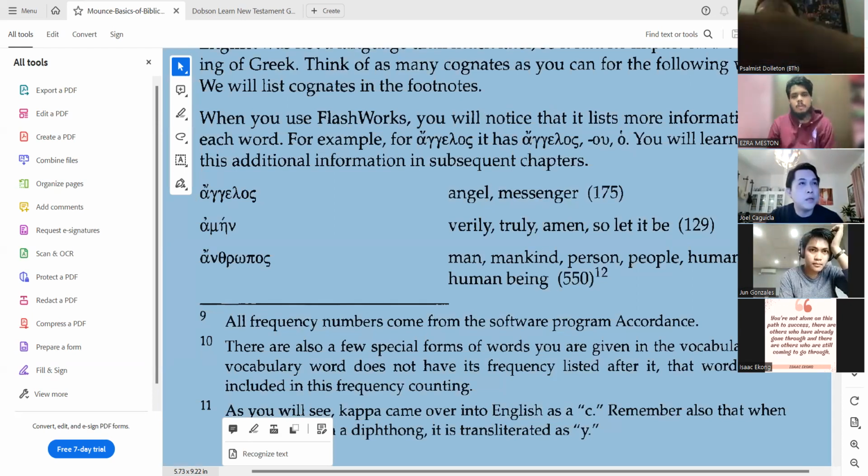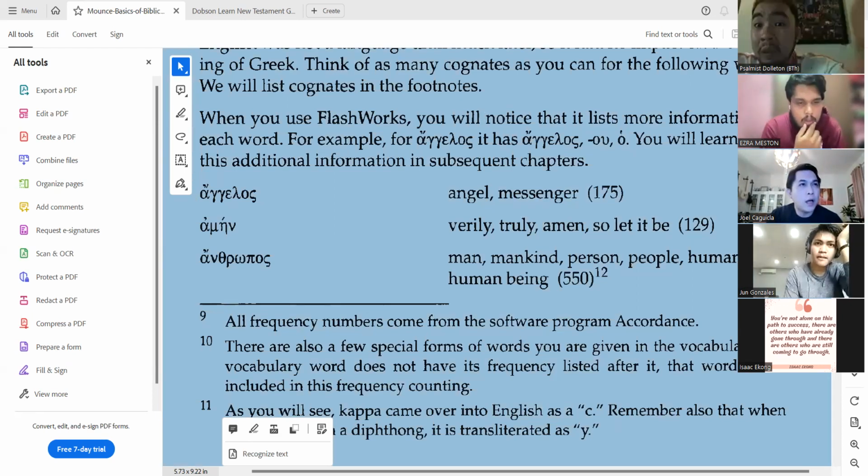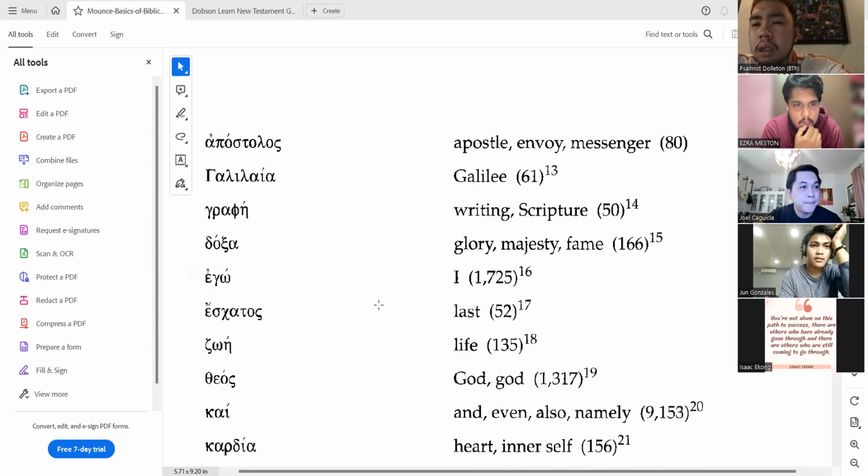Okay po. Aven. No, it's not Aven. This is a nu. Anthropos. Anthropos, good. And next, Pastor June. This one. You're muted. Apostolos po. Good, Apostolos. The accent is already on the right side.